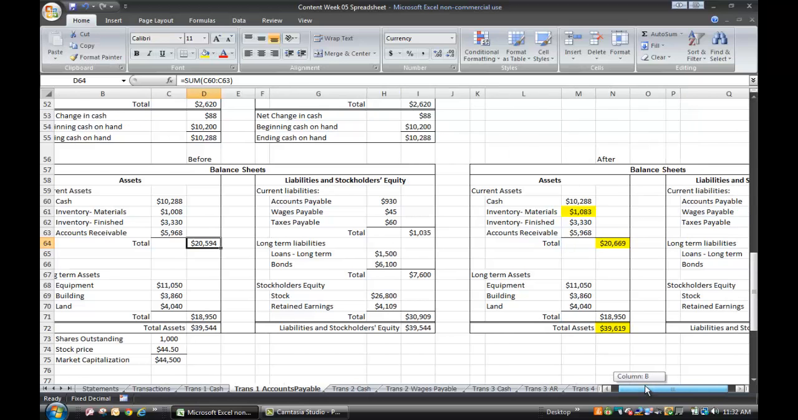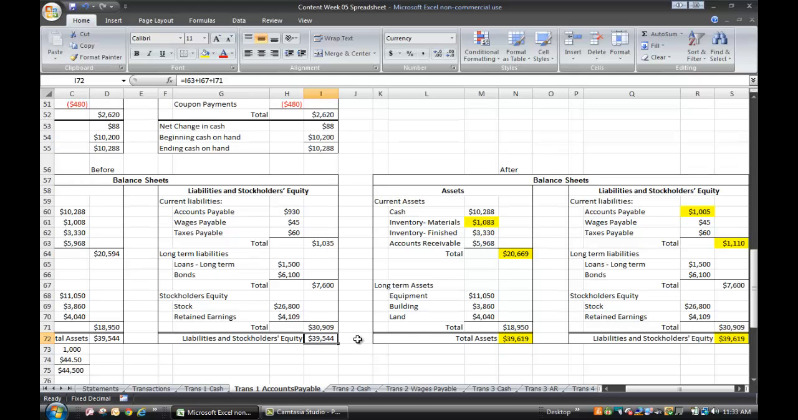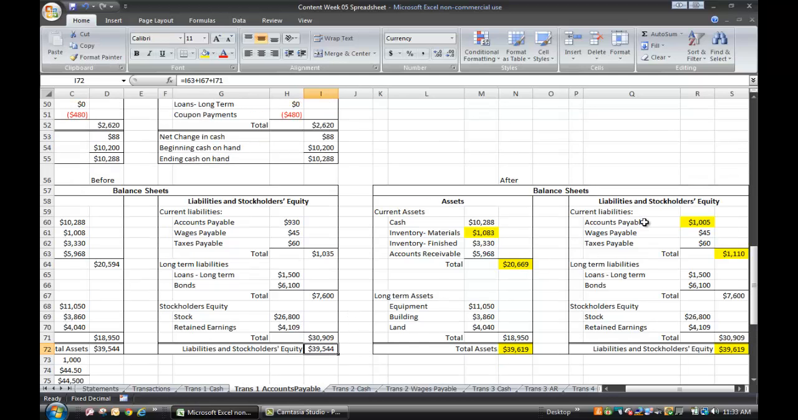Where does the accounts payable go? Well, that's a liability. We owe more money. It was $930. Now we're going to say we owe $75 more. So that's now $1,005. And if you look at the bottom now, both of these total to $39,619. $75 greater than previously, where they were $39,544. So the change with a credit purchase is that we now use accounts payable instead of taking it out of cash. That completes this transaction.